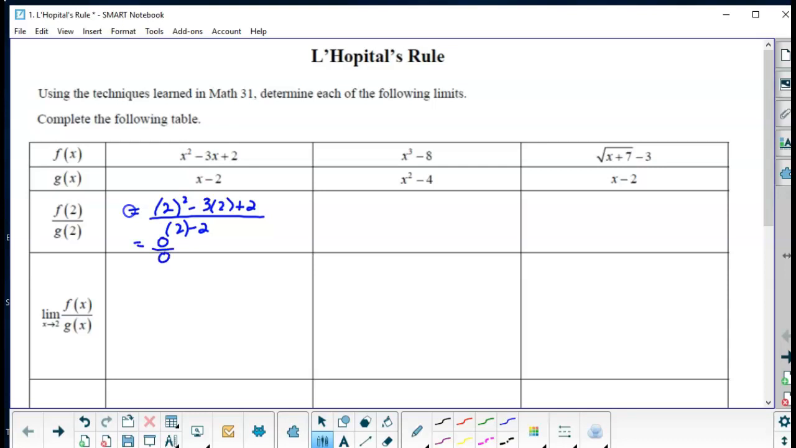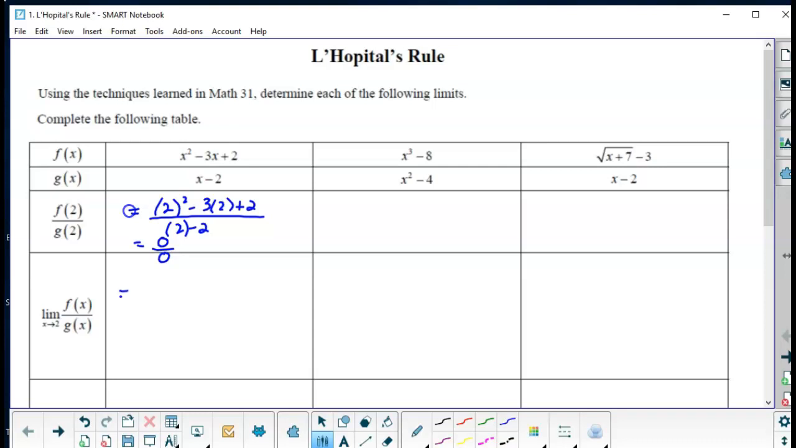That's undefined right now, right? So if you were asked to find the limit of f of x over g of x as x approaches 2, we wouldn't know what it is. There is a limit, if you're thinking about it. That's a quadratic over a linear, so basically x minus 2 is a factor of that, so there would be a point discontinuity, which means there could very well be a limit.